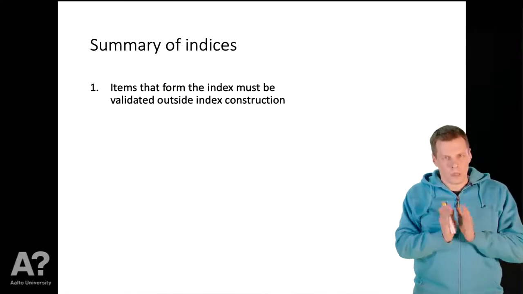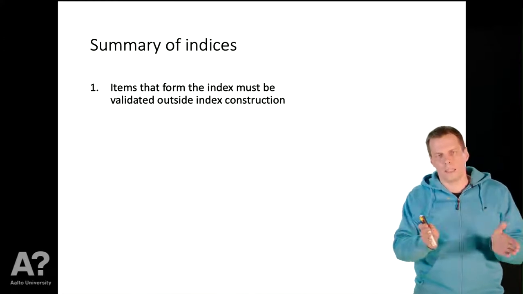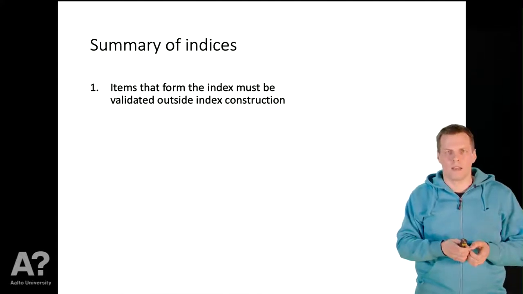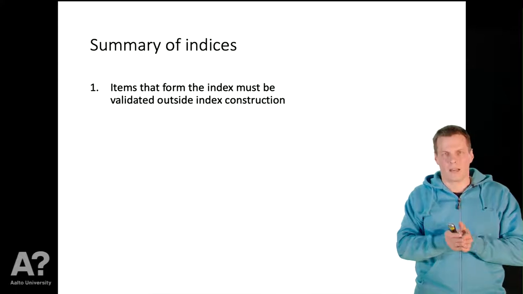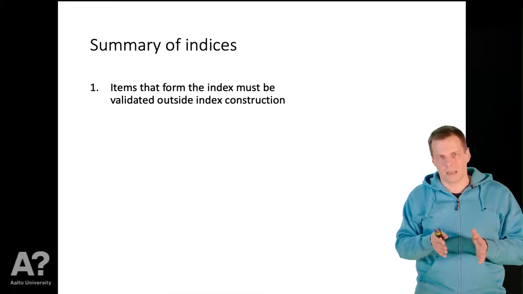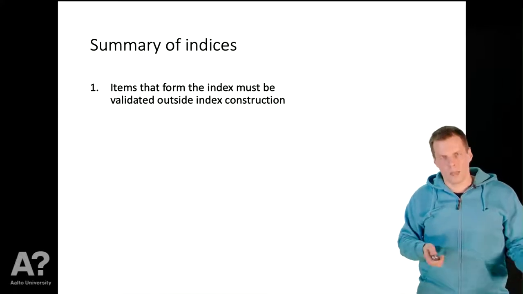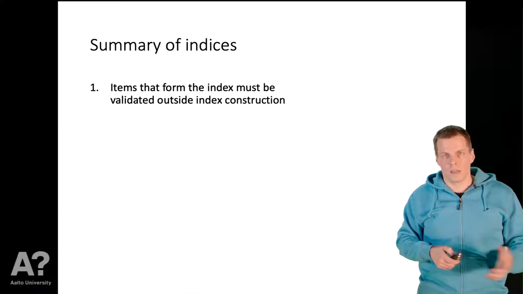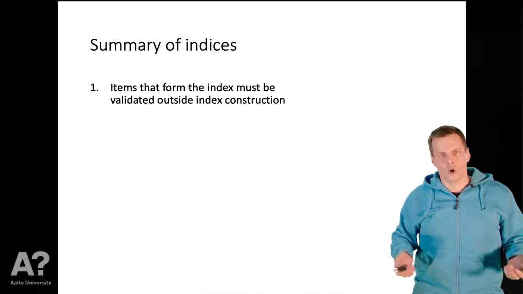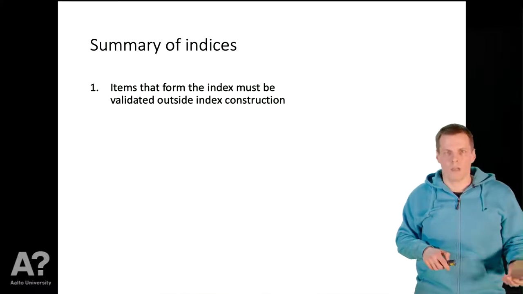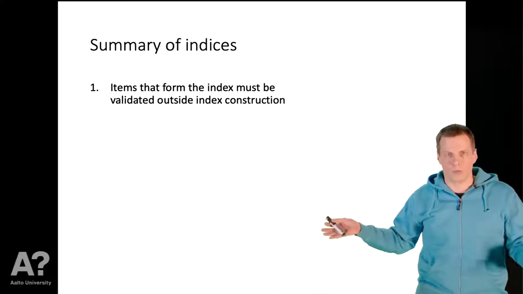The idea of indices is that the construction of an index doesn't validate anything. So you can take sums of things that are unrelated, sums of things that are invalid or unreliable. Just the act of taking a sum does not provide you any reliability or validity evidence. Therefore, if you take variables and do a sum, you have to validate and assess their reliability separately before you start forming the index. If we are doing stock indices, then we know that the individual stock values are valid and reliable by definition because the numbers are what they are.